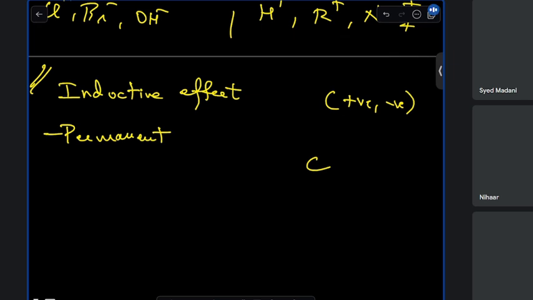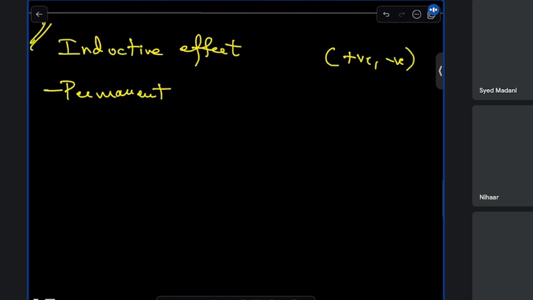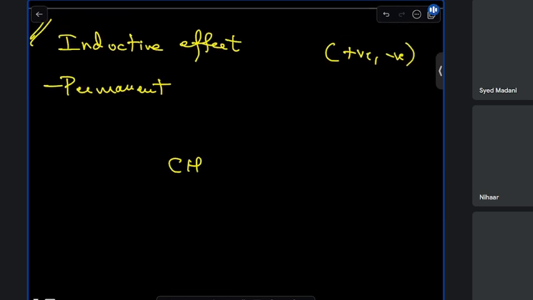Now, how will this take place? A partial displacement of sigma bond electrons will move towards the more electronegative group. I'll tell you what I mean here. Very simple it is. Let's take an example. CH3Cl. CH3 meaning methyl group. I'll write it as R because any alkyl group is represented by R. And one Cl is there.